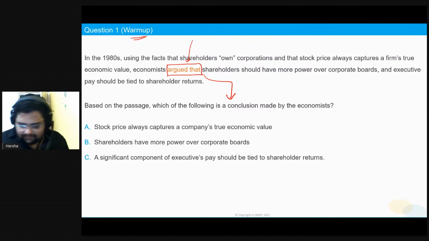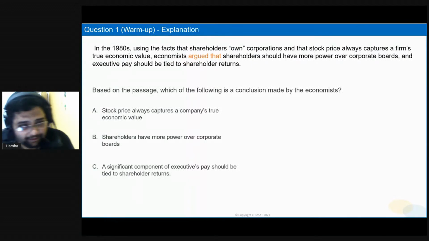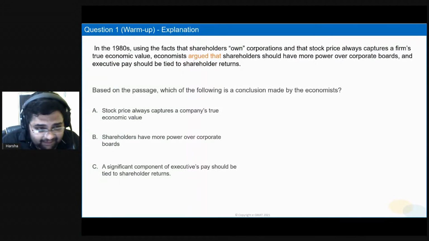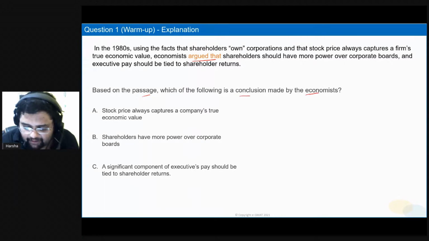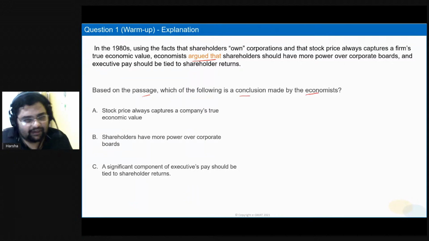As far as the split is concerned, around half of you have chosen option B and another half of you have chosen option C. Let's discuss this particular question, shall we? I already told you that in this case, I've identified the keyword for you. It's "argued that." The question is based on the passage: which of the following is a conclusion made by the economist? Come back to your critical reasoning. When you talk about argument, the argument is the final conclusion that is being made, right? That's the final point that is being made by your author.